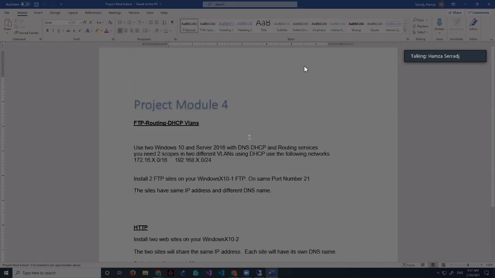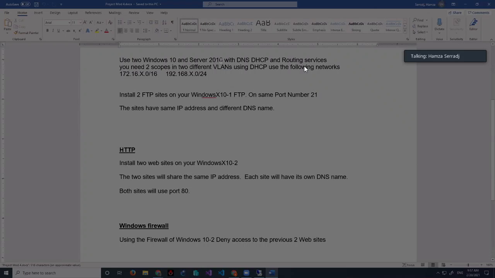So you will use two Windows 10 machines and one Server 2016 with DNS and DHCP now, right? But using VLANs instead of switches. VLANs, DHCP and routing services, you need two scopes. One is on 172.16, your xlab ID 0/16, and the other one is x.0/24. Install two FTP sites on your Windows 10.